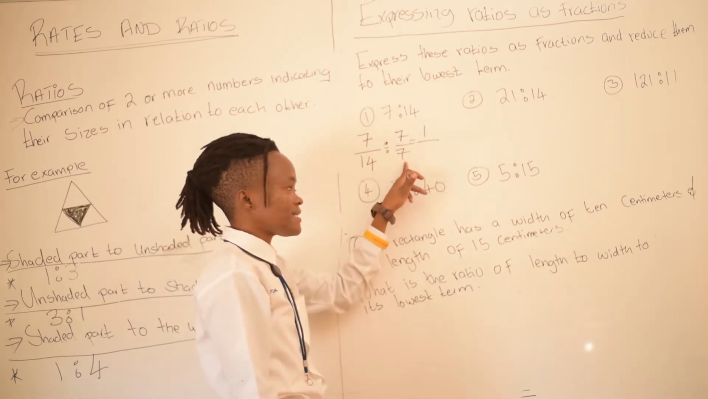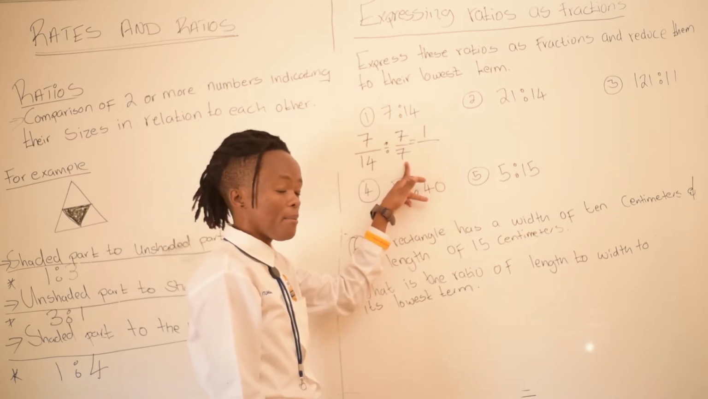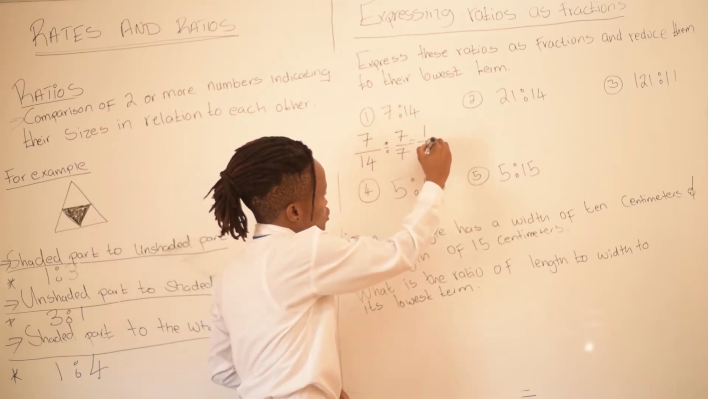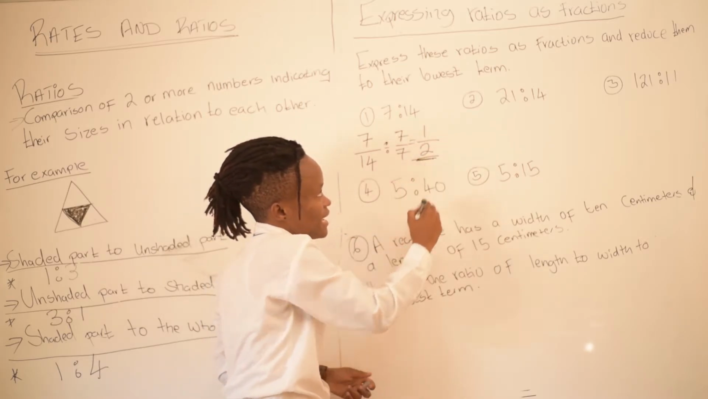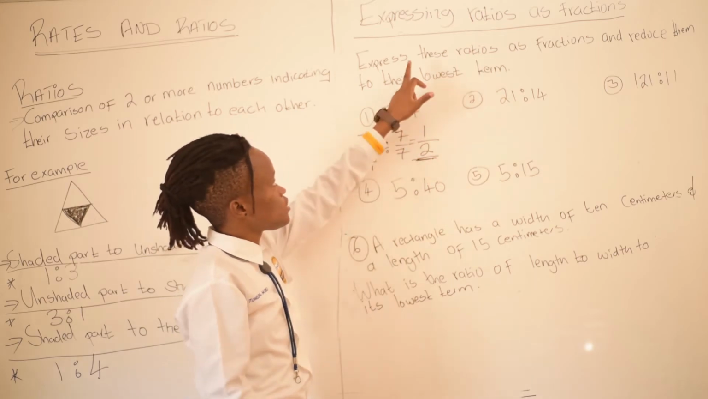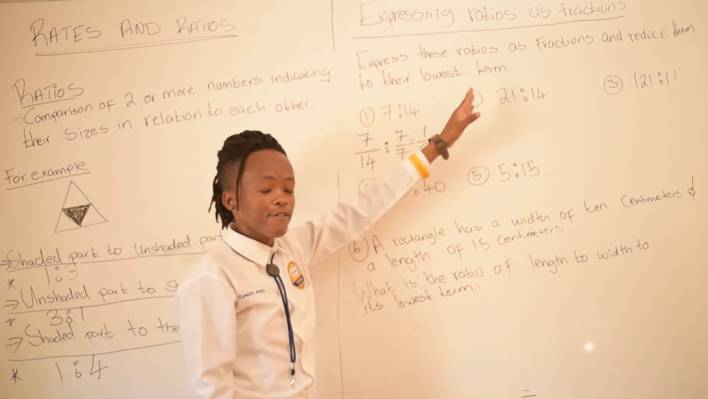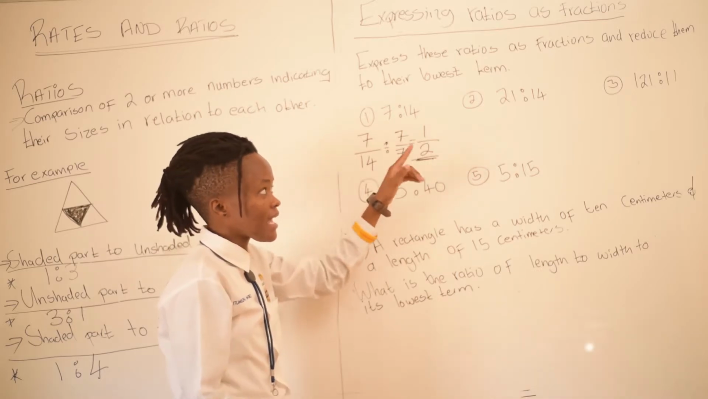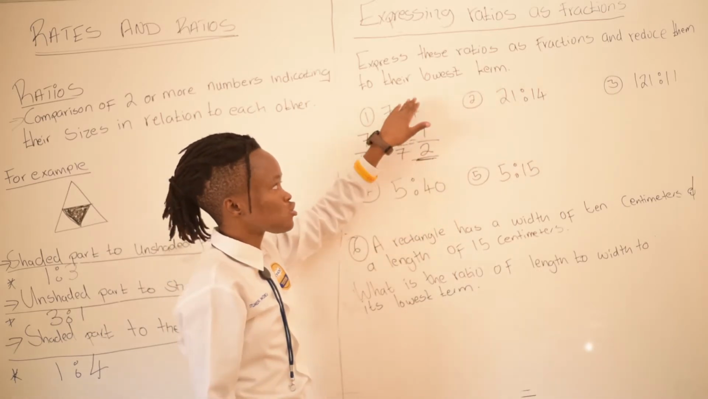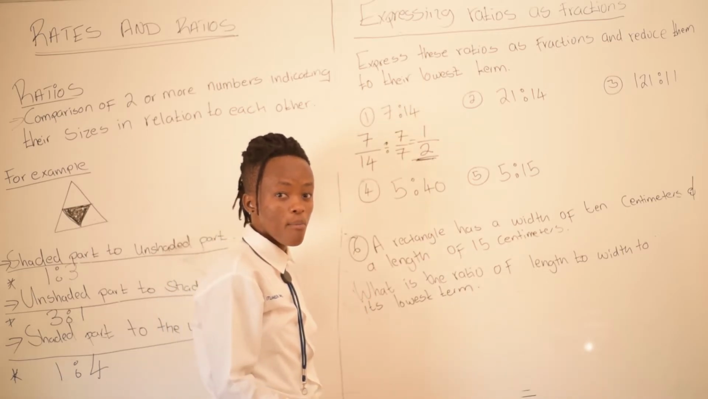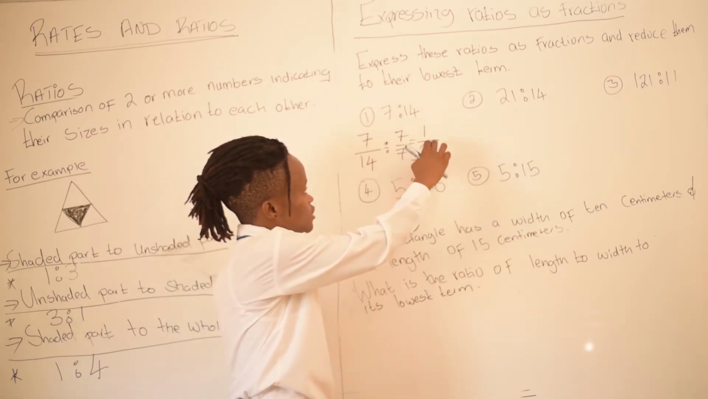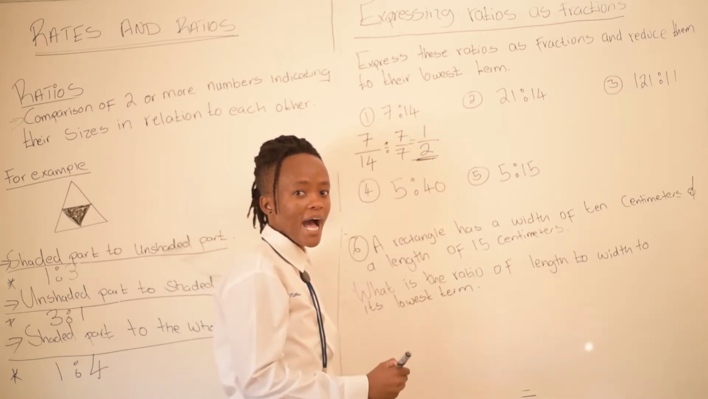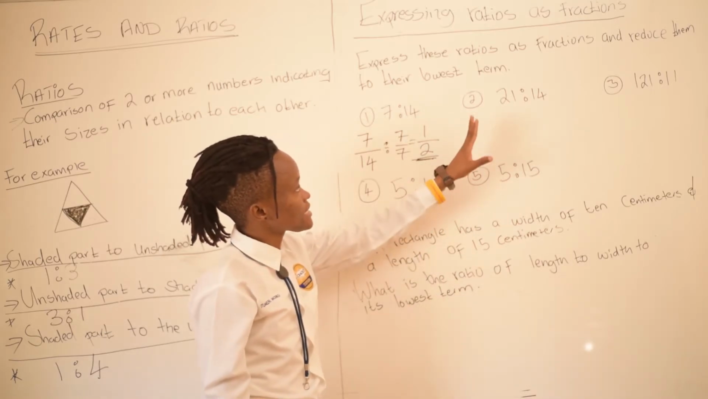14 divided by 7 becomes, how many 7s are there in 14? 2. So this will become our answer. First thing we did, we expressed the ratio as a fraction and it gave us 7 over 14. And from there, the question says reduce them to their lowest term. So we reduced them. We got 1 over 2. This becomes our final answer. Let's move on to the next question.